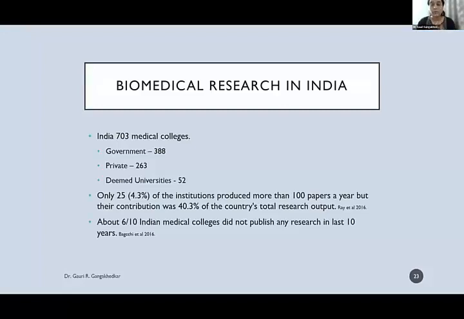Now, when I talk about publications, why I'm harping about it so much is this data which is fairly dismal. We have 703 medical colleges in the country, of which 388 are government medical colleges. A 2016 paper said only 25 of these institutes produced more than 100 papers a year. And the contribution of these 25 institutes, which formed 4% of the total institutes in the country, was 40% of the country's total output.